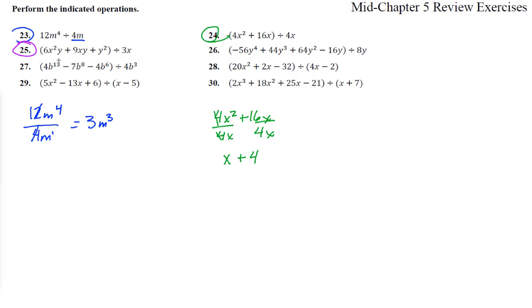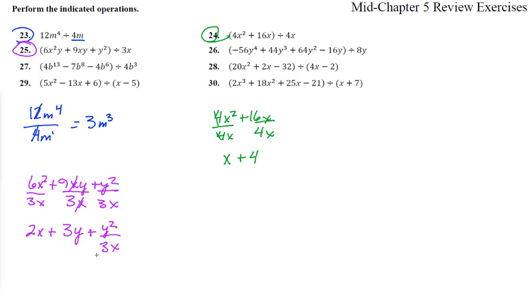Number 25. We'll do that one in that color. It's this whole thing divided by 3x. Let's write it down here below. 6x squared plus 9xy plus y squared, all over 3x, and we do them individually one at a time. We get 6 divided by 3 is 2. X squared over x, we subtract the exponents, we're left with x. Plus 9 divided by 3 is 3, and then the x's cancel, so we just get 3y plus y squared over 3x. I think that's about as good as we're able to get there.